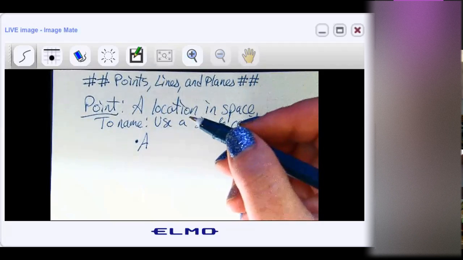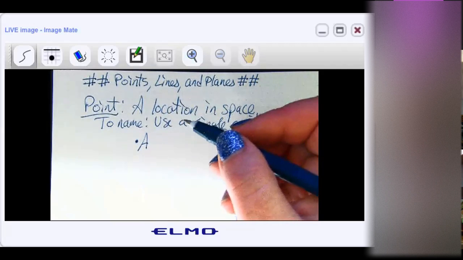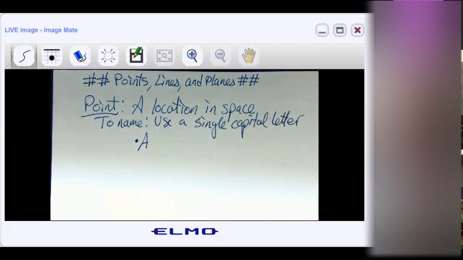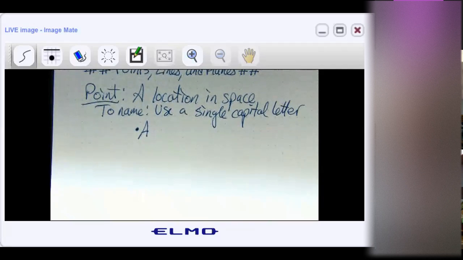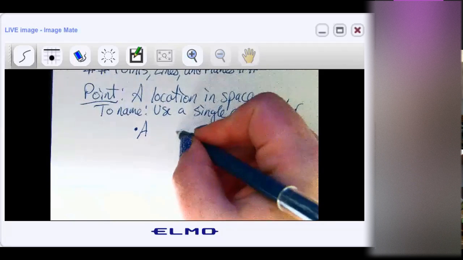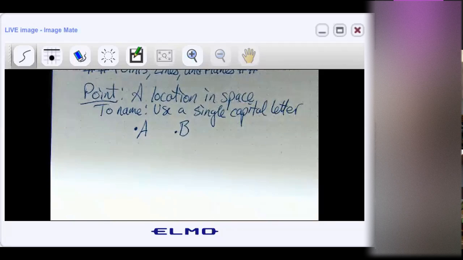Okay, so why is it a capital letter and not a lowercase? It's just convention. So that's just kind of how, I don't know, whoever set up the system decided let's use capital letters to name points. We do use lowercase letters for other things, so it is important to get in the habit of following the convention. All right, so there is a point. I'll make another point just for funsies. There's a point B. Okay, so that's how we refer to points, just those single capital letters.